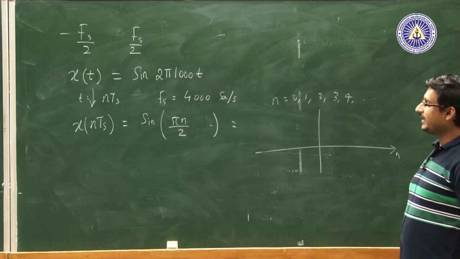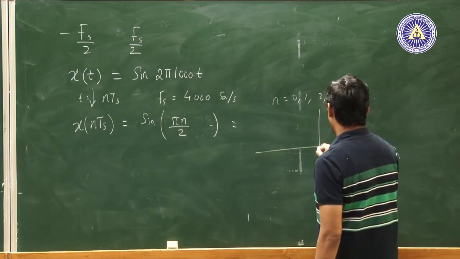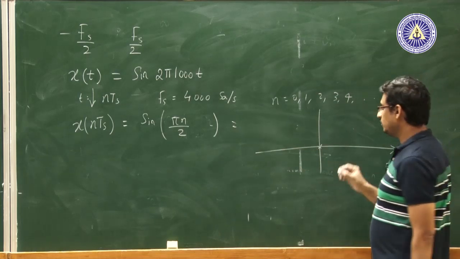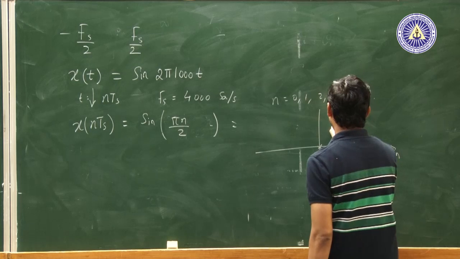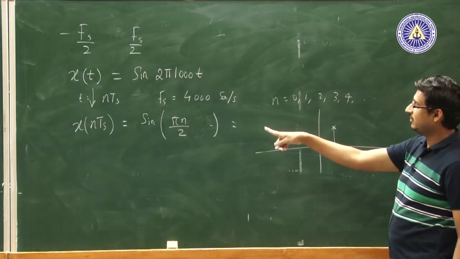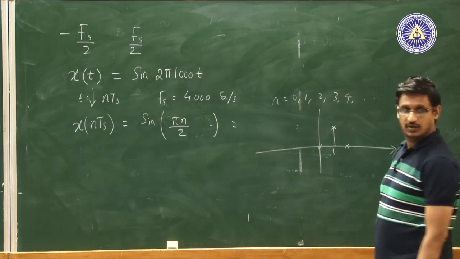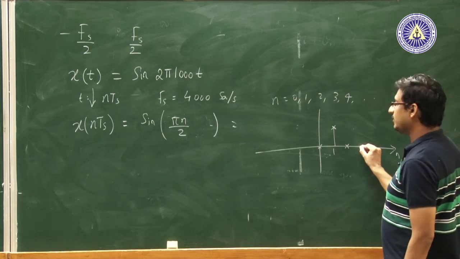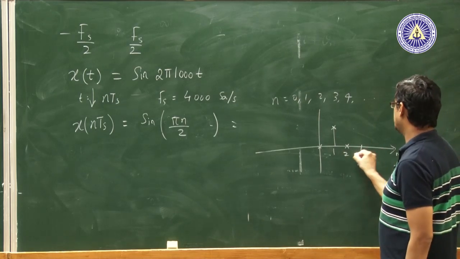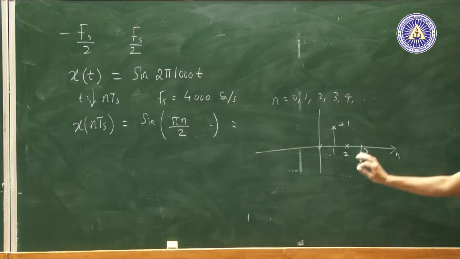Okay. So, when n is equal to 0, what is sine of that? 0, and when n is equal to 1, what will be the value of sine pi n by 2? That would be 1, correct. And when n is equal to say 2, what will happen? That would be sine of pi, that would be 0, and when n is equal to 3, you will have minus 1, correct. This is 1, 2, 3, so this is plus 1, this is minus 1 and so on, right. So, this is the signal.